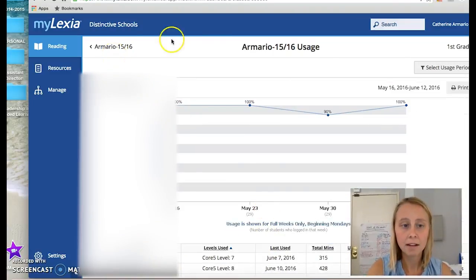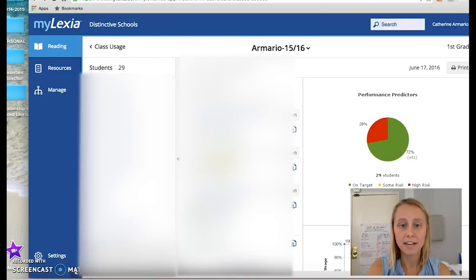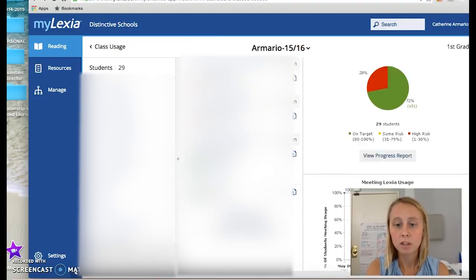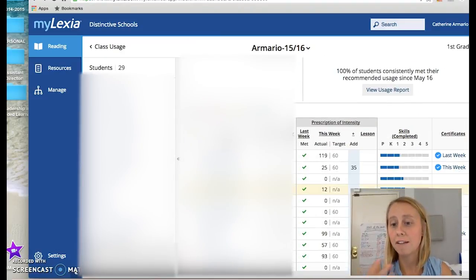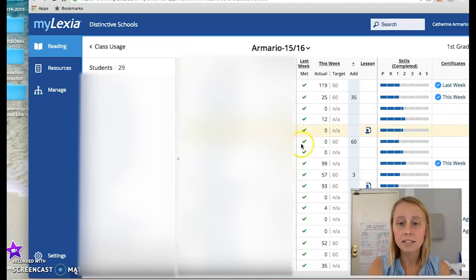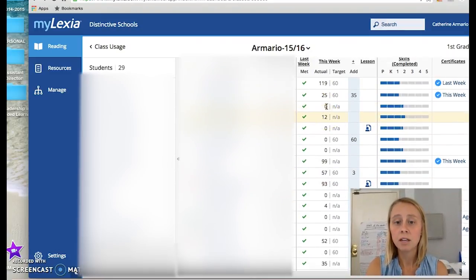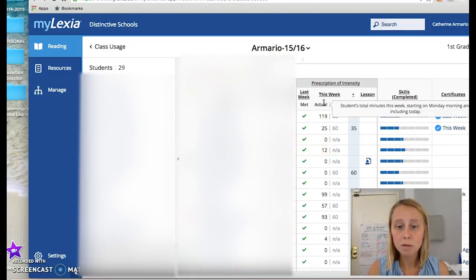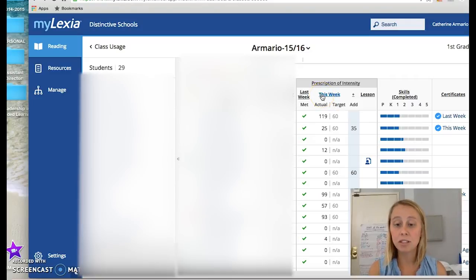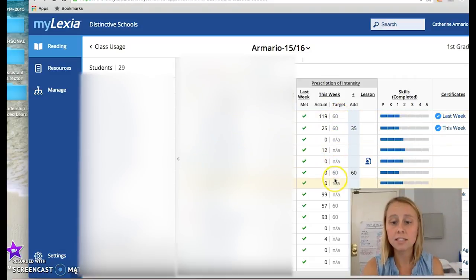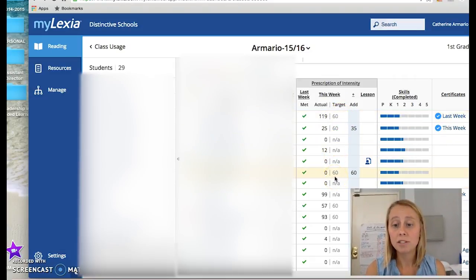And if we go back to our main dashboard, there's one more area that I look at every day when I'm planning, down here, which is the minutes that they're prescribed per week. So students who have met their end of the year target and are on green will usually not have any minutes prescribed, and they don't have to go on Lexia. You can look here at the target and see how many minutes certain students need.